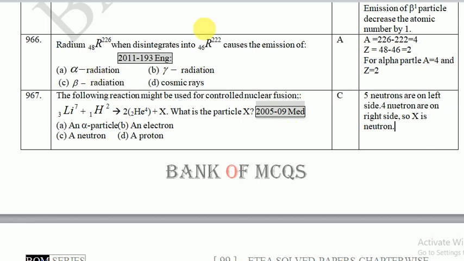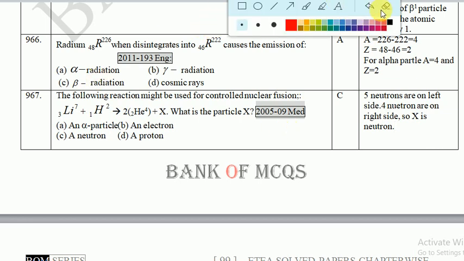So option C is correct. Again, we can see that here this is 3, the number of protons, this is 1, so the number of protons is 4. In this case, helium's proton number is 2 but it is multiplied by 2, so the number of protons is 4. Again, the number of protons on both sides is 4 and 4.